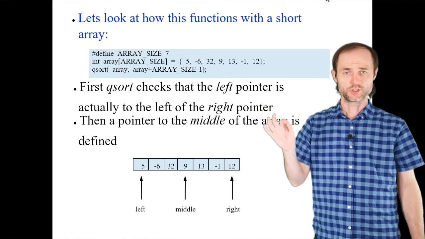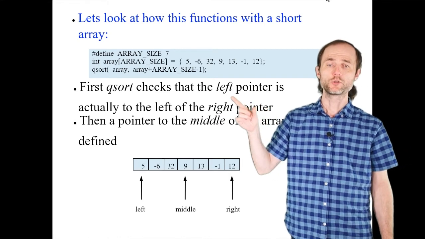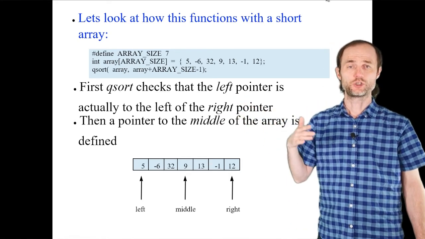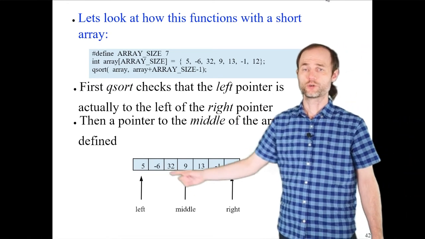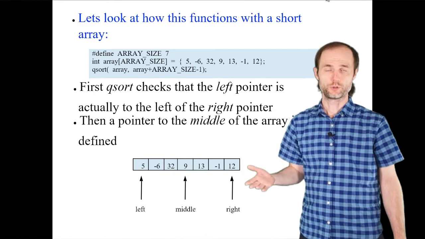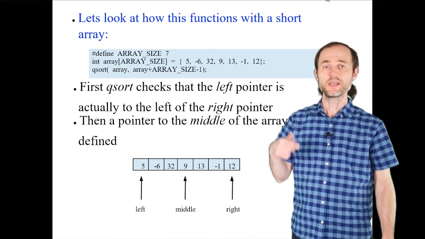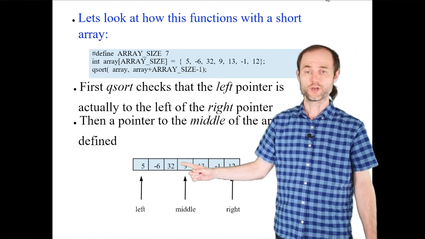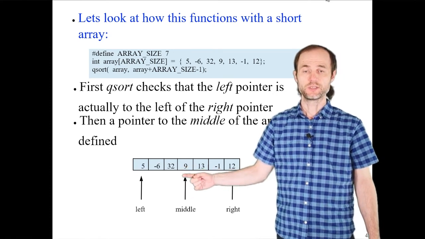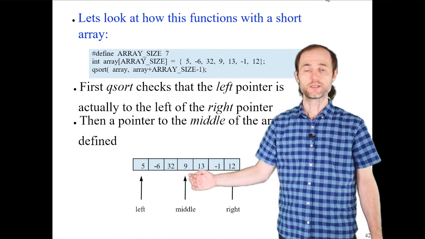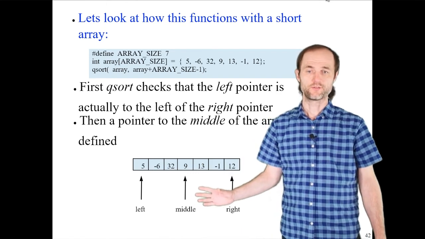So first, if you remember the algorithm, and you can go back in the slides or you can rewind, QSort checks that the left pointer is actually to the left of the right pointer. So that is the first check that it performs, and sure enough, in this case, left is to the left of the right pointer, so we're good. We're passing this first sanity check. Then it assigns the middle of the array to the middle pointer. And this is the array element that divides this array into two halves, the left half and the right half.